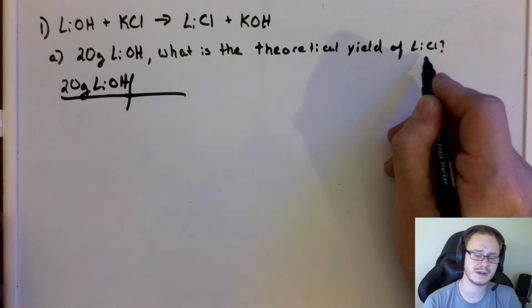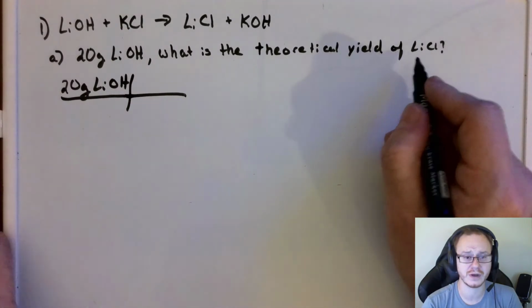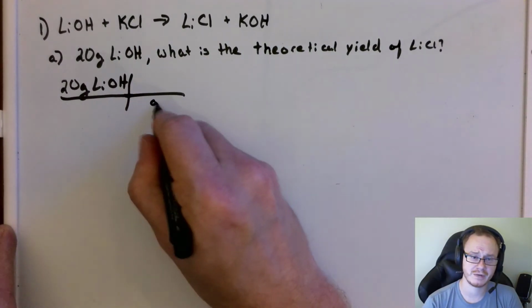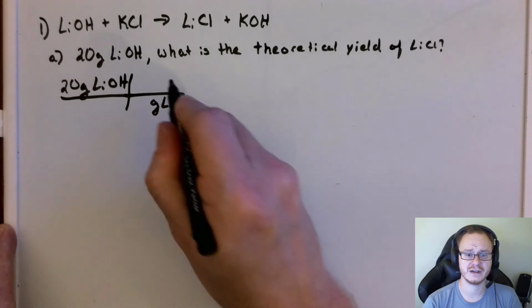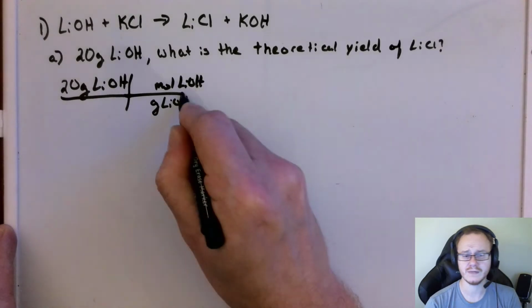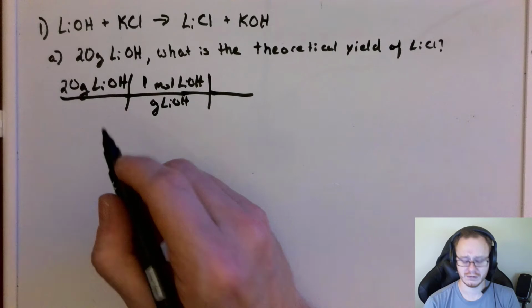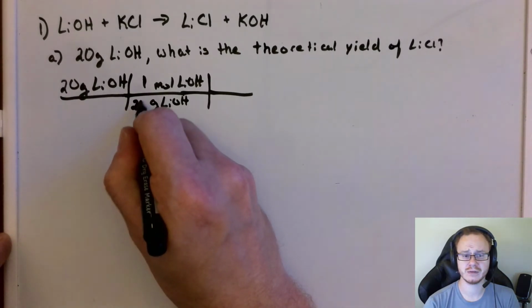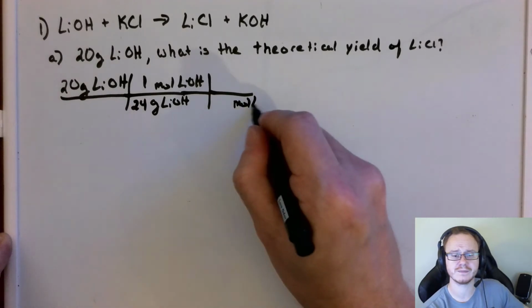We're not told a specific amount for lithium chloride, so we can safely assume grams unless we're told otherwise. So let's set up the rest of our problem. Cancel grams of lithium hydroxide, and then convert to moles of lithium hydroxide. This is a standard molar equation. 1 mole of lithium hydroxide is equal to the molar mass of lithium hydroxide, which is around 24 grams.